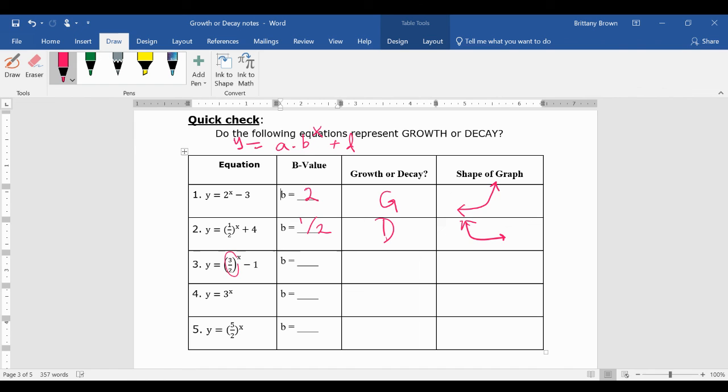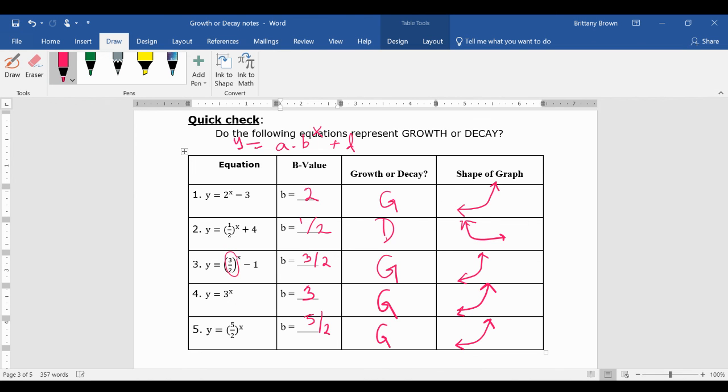Moving on to number 3, the thing with the exponent on it is 3 over 2. Now, we kind of already looked at that. Remember, 3 divided by 2 is 1.5. So even though B is 3 over 2 and it is a fraction, it is still considered growth. And again, it would have this general shape. I've got 2 more. So number 4, a B value is 3. And that's another growth. And it would have this shape. All right, and lastly, 5 over 2 to the x power. Real heavy on growth here, right? So that would be another growth. And it would have this shape.